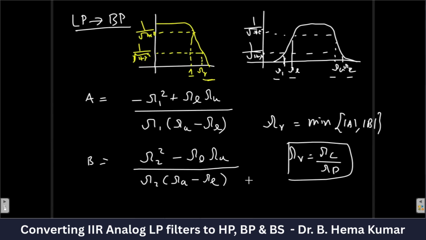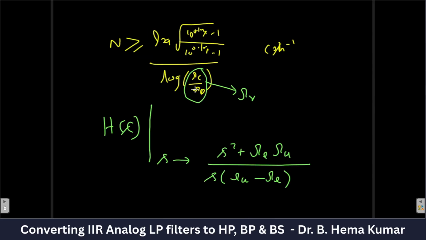So what you'll do, for the given specification of the band pass filter, find A and B first, then calculate omega R. This omega R you'll be using for calculating the order. Based on the order, you will proceed to calculate the transfer function h of s. After you get h of s, substitute s by s square plus omega L omega U divided by s into omega U minus omega L. This is how you convert your low pass filter into a band pass filter.